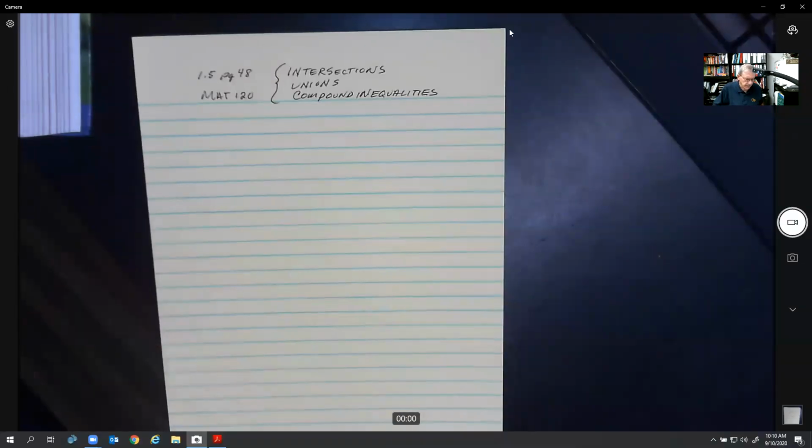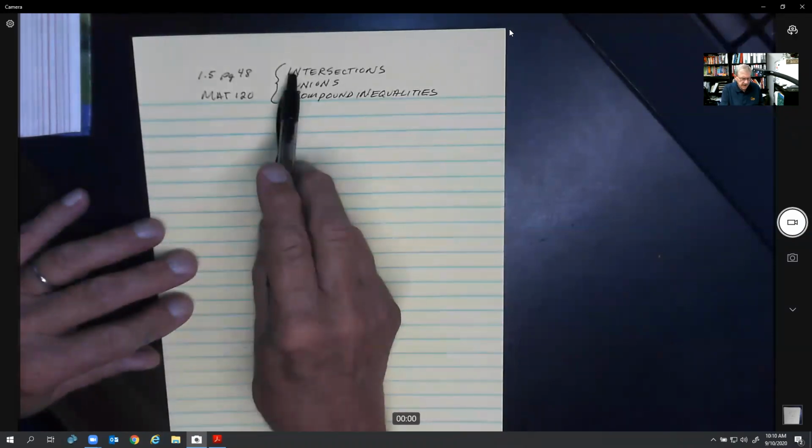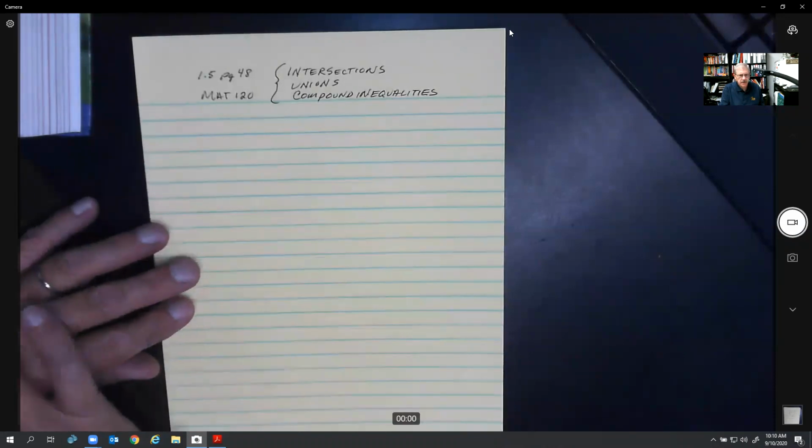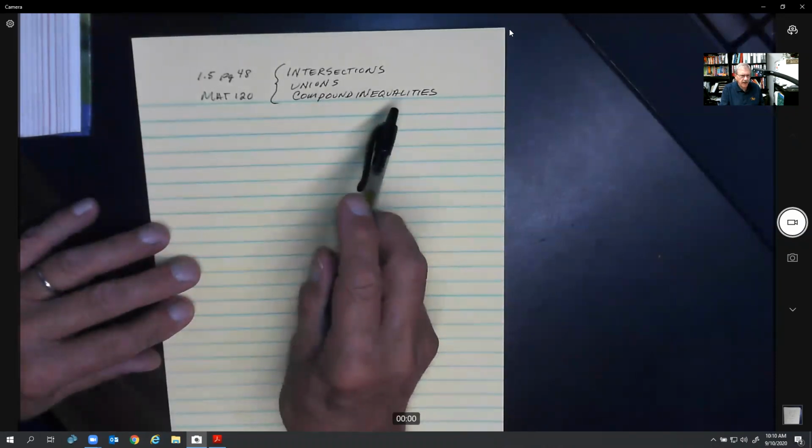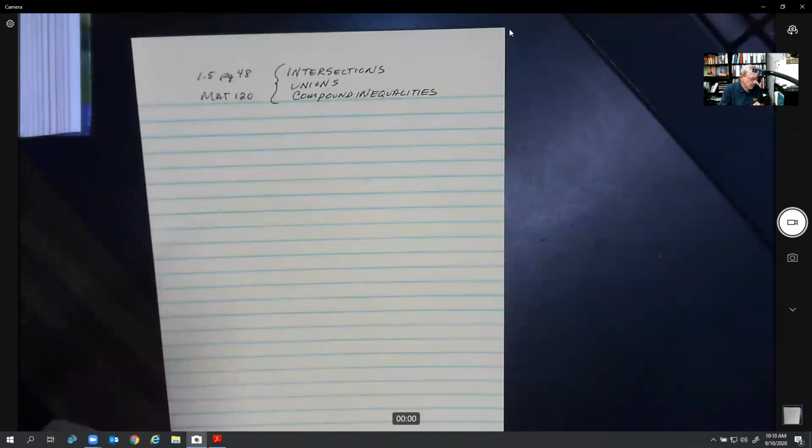Hi, welcome back to Mat120, section 1.5, page 48. We're going to discuss intersections, unions, and compound inequalities. So let's find out what an intersection is.